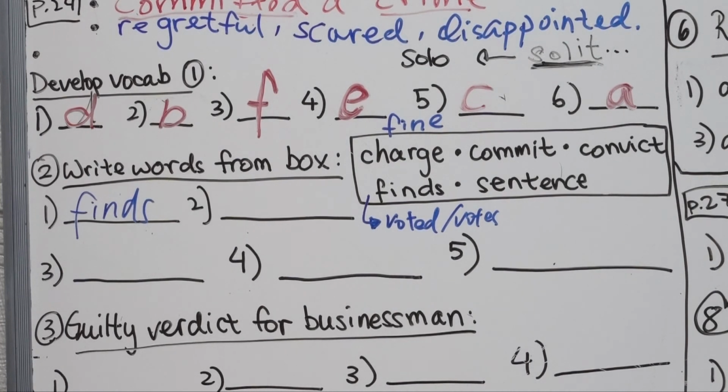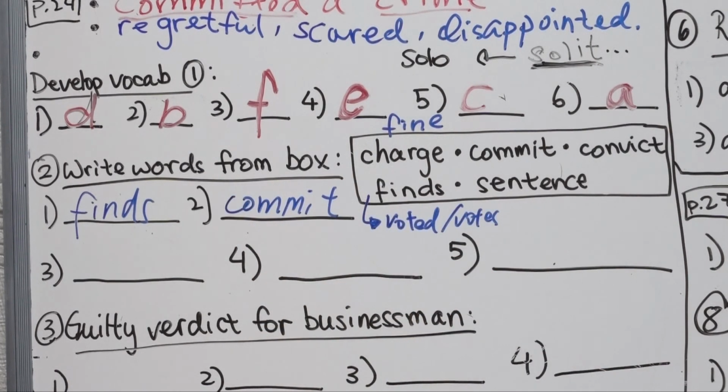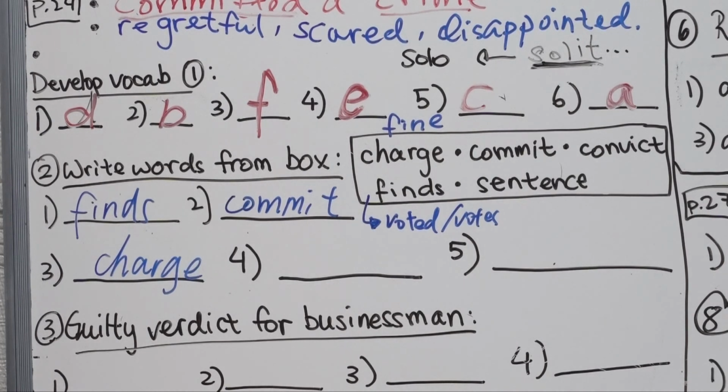Number 2, nobody should be able to blank a crime without facing the consequences. Commit, right? Nobody should be able to commit a crime without facing legal consequences. Consequences means that what you do, something will happen, okay? So there's always a consequence. Number 3, the police didn't blank him with anything as they had no proof. Charge, right? They didn't charge him with anything as they had no proof. That means maybe the crime was done very well, or actually he wasn't a criminal at all.